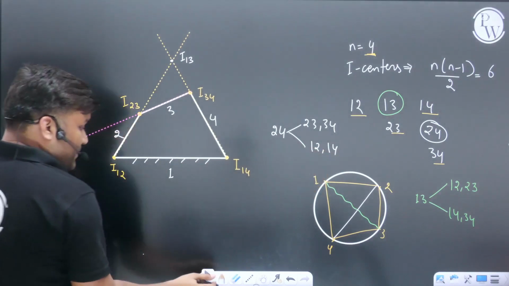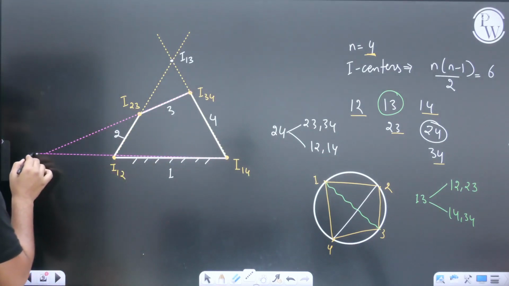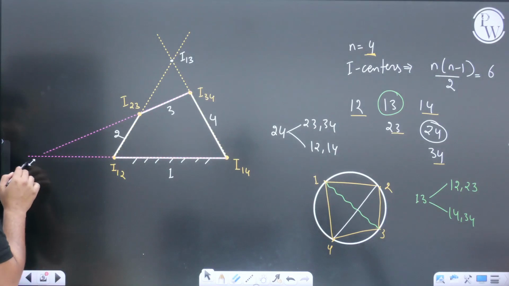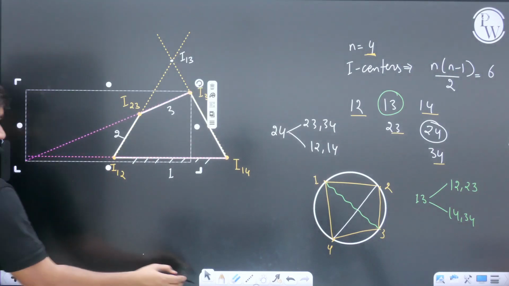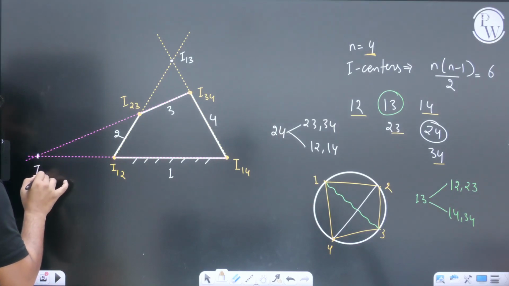Where is I12, I14, beta? Sir, I12 is here, I14 is here. Connect them, you will get a line which looks like this. Wherever these two lines intersect, can I write, beta, this is going to be the location of I24.